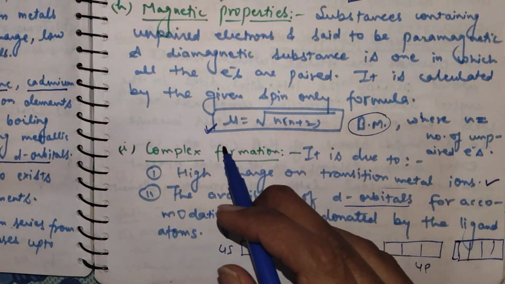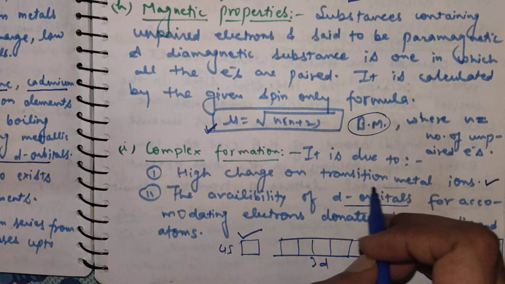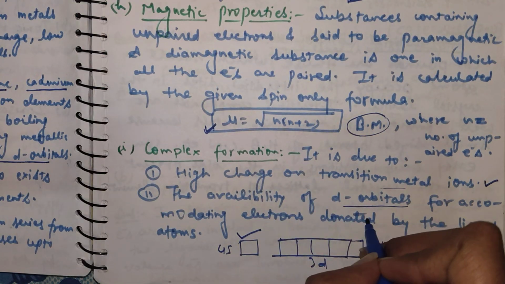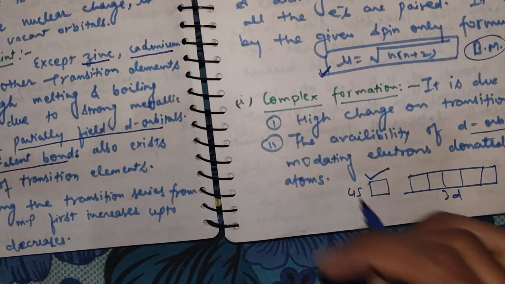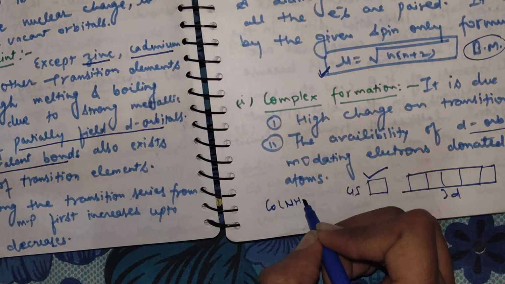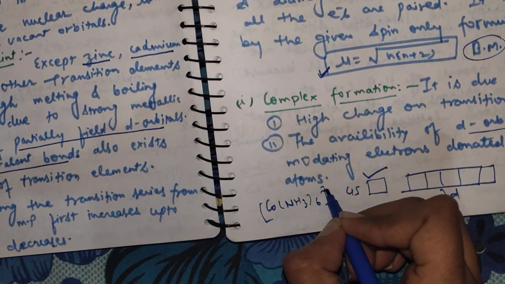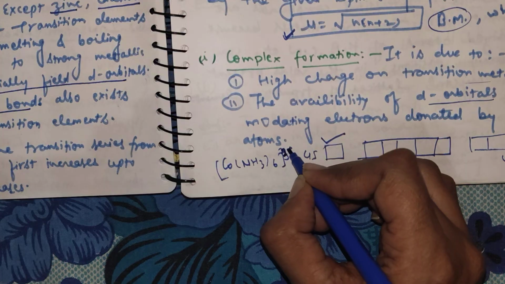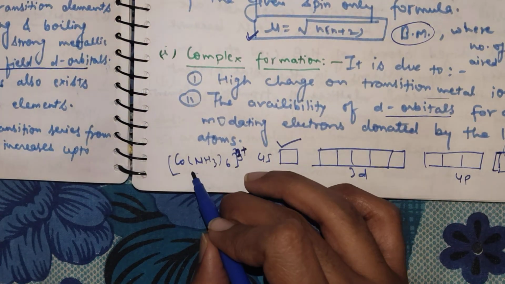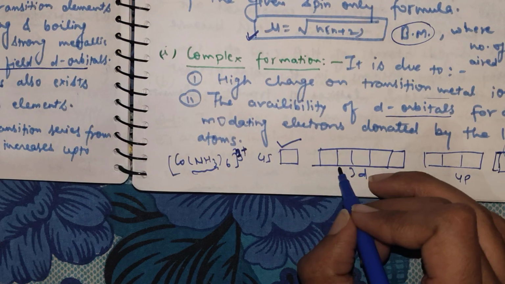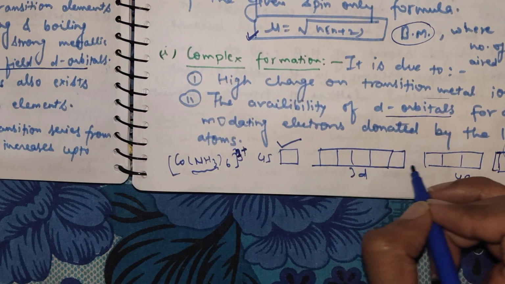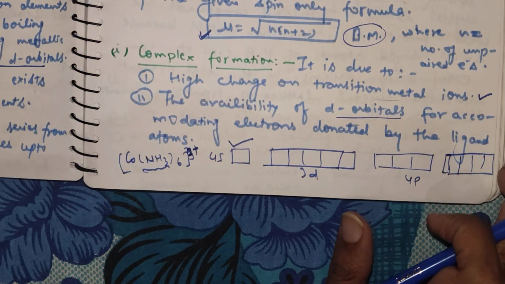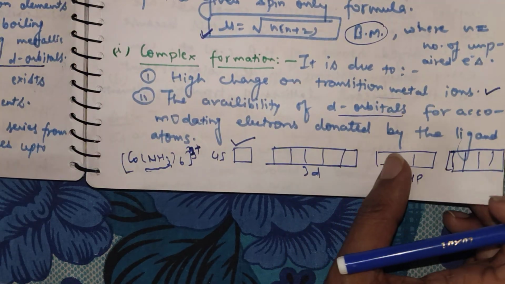So this is the reason for complex formation: the high charge on transition metal ions and the availability of d orbitals for accommodating electrons donated by the ligand. For example, [Co(NH3)6] 3+, this is the complex. We can see 2 positive, or we can also take 3 positive. Here the ligands are the amines. So the amines fill up all the required d orbitals according to the suitable condition. So this is the reason for the complex formation of transition elements.